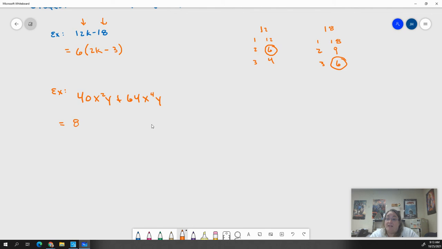64 is divisible by 8, but 40 is not. And they both have to be divisible by it. 8 is the biggest thing that they're both divisible by. You could list the factors, right? I go 40. I got 1 times 40. I've got 2 times 20. 3 doesn't work. I've got 4 times 10. I've got 5 times 8. 6, no. 7, no. The next number would be 8, and we've already got that.